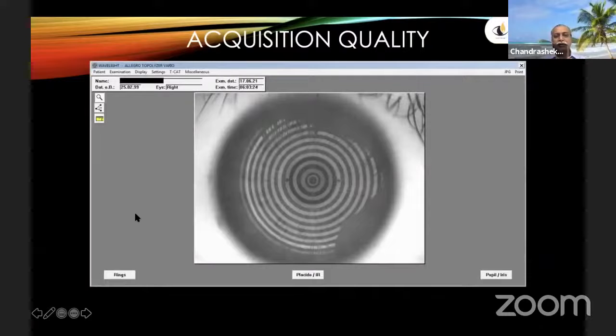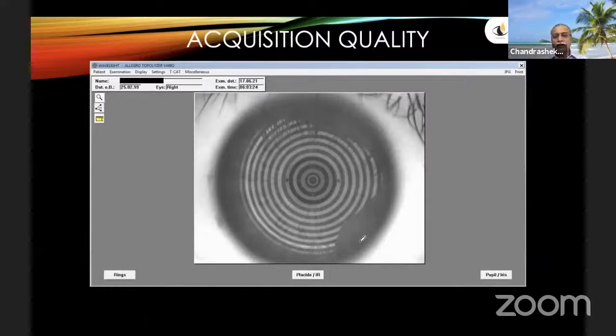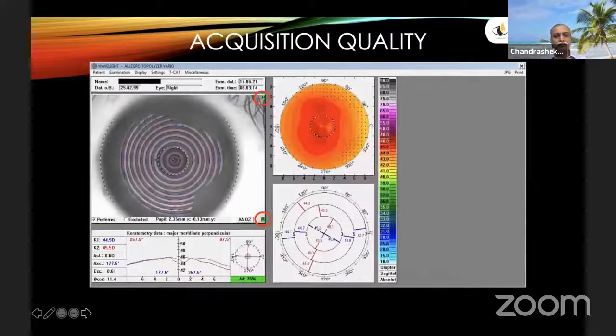Now, this is an example of a very good quality image. You can see there is a nasal shadow here, the patient probably has a high brow, and the eyelashes are also coming in between. But the pupil is very well detected and the Placido rings are very good, so we can still go ahead with this reading. Of course, if you want, you can tilt the patient to the right or left side, depending on the eye, to decrease the nose shadow.